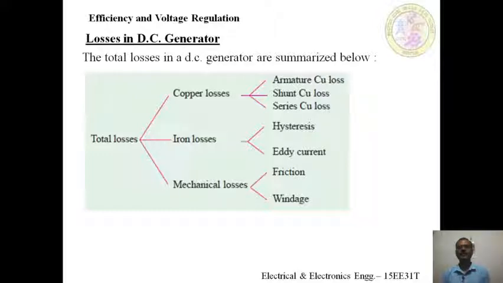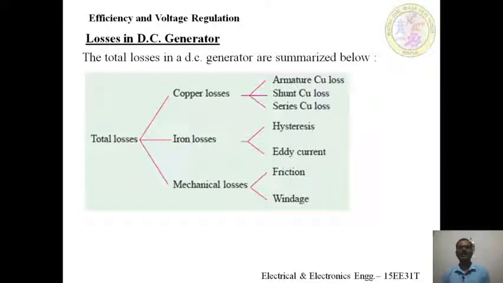And another one is series field copper loss in series generator, and it is given by Isc square Rsc, and it is also a variable loss. The shunt and series copper losses are the field copper losses. The total field copper loss will be around 20 to 30% of the full load losses.